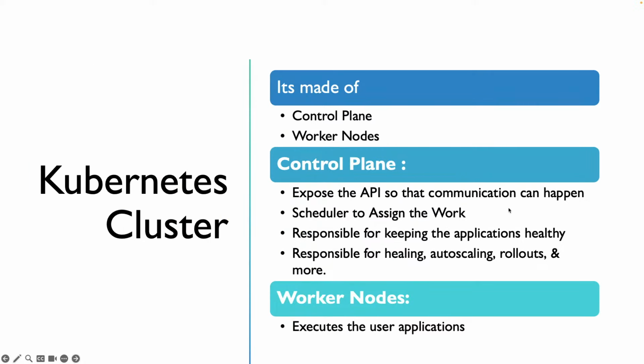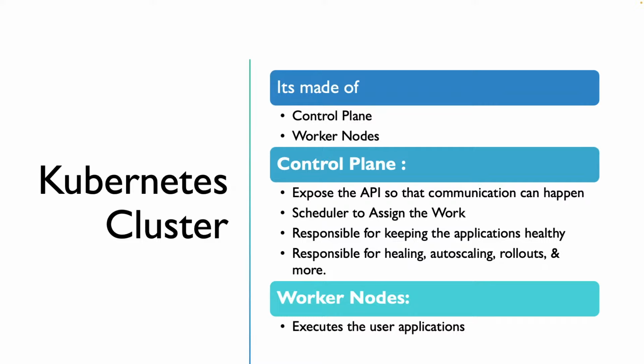So it's made up of the control plane and the worker nodes. The control plane is going to expose the API so that communication can happen. It has various components. It has the scheduler to assign the work, and it is responsible for keeping the applications healthy. It is responsible for healing, auto scaling, rollouts, and more. And my worker node is the one which is going to execute the user application. So you have all these components.